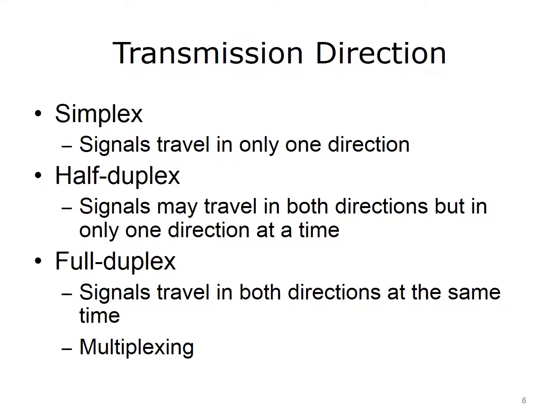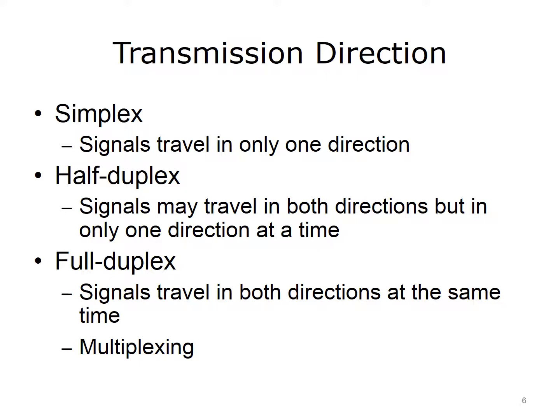Data can flow in one of three possible ways in a network: simplex, half-duplex, or full duplex. Simplex means that data can only flow in one direction, like water coming out of a faucet. You can't send water up a faucet.